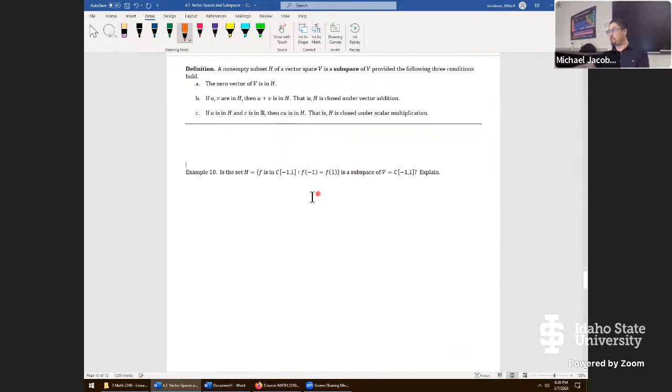So probably what we should do first when you see a problem like this is definitely just write that down. C[-1, 1]. And I wrote that weird, let me fix that. It's C with a bracket, no equalities in there. [-1, 1]. The bracket is a closed set.